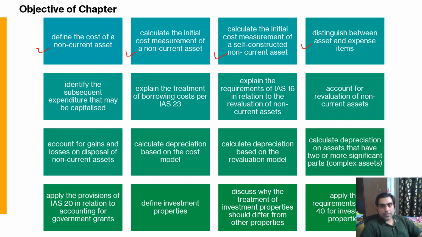Identify the subsequent expenditure that may be capitalized. Explain the treatment of borrowing cost as per IAS 23. Explain the requirement of IAS 16 in relation to the re-evaluation of non-current asset. Account for re-evaluation of non-current asset. Account for gain and loss of disposal of non-current asset.